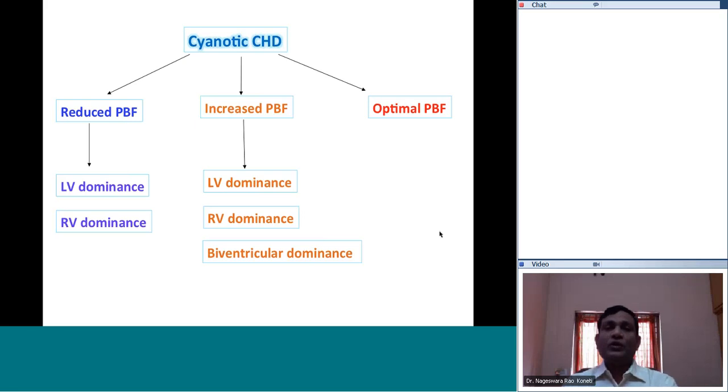Based on this, you know the presentation of the case: with reduced pulmonary blood flow, they will have cyanosis and cyanotic spells. With increased pulmonary blood flow, they will have cyanosis and heart failure. Whereas with optimal pulmonary blood flow, there may not be any significant symptoms. Again, based on the clinical scenario, you have left ventricular dominance or right ventricular dominance in all of these settings. I am going to discuss in detail how to identify all these conditions.